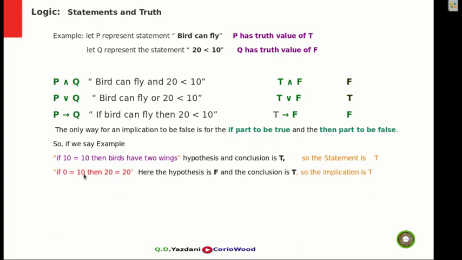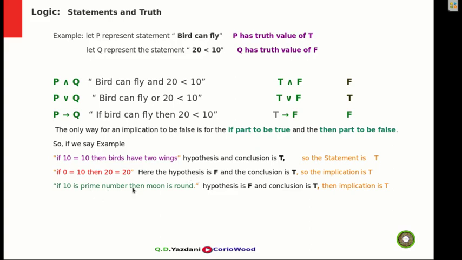If 0 is equal to 10, then 20 is equal to 20. Here the hypothesis is false and the conclusion is true, so the implication is true. If you pay attention here, the hypothesis, which is 0 is equal to 10, is false, then 20 equal to 20, which is true, and the implication is true.